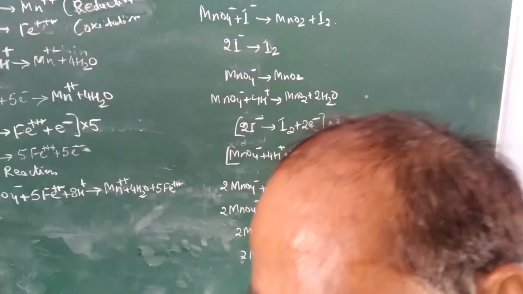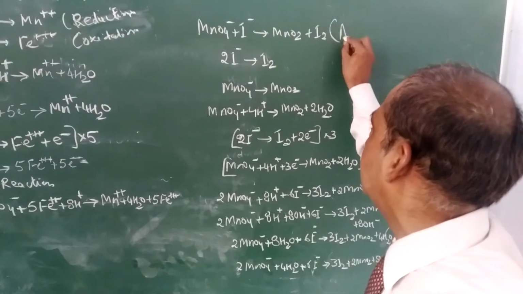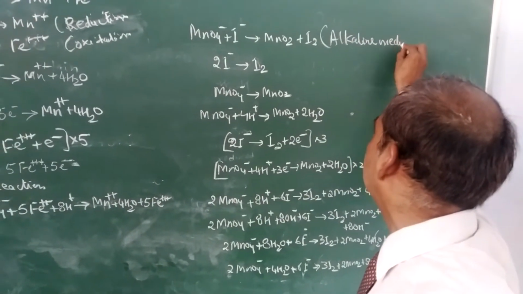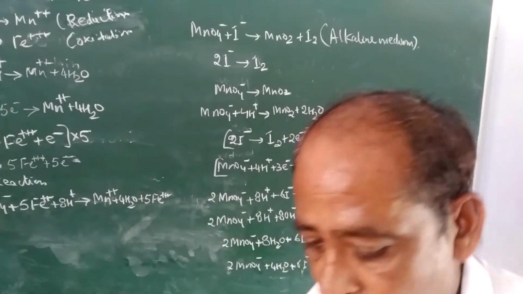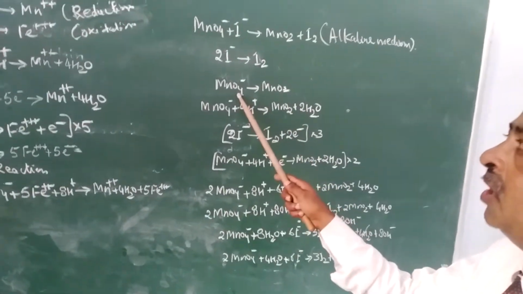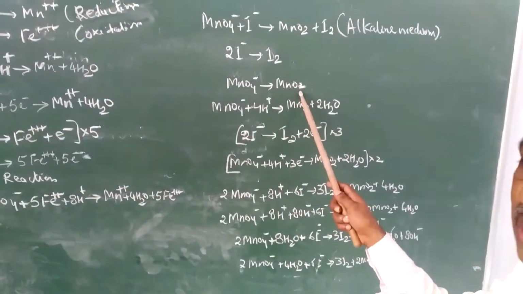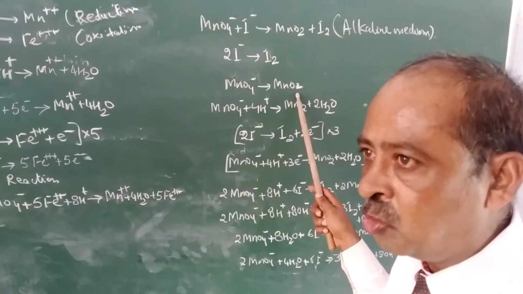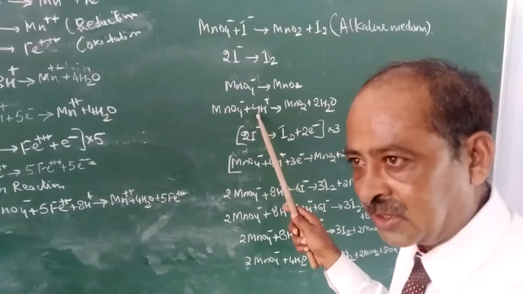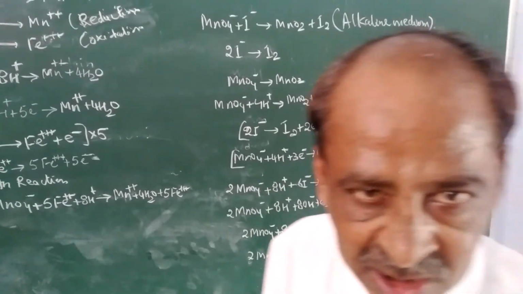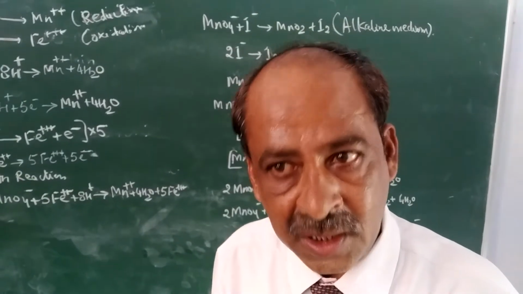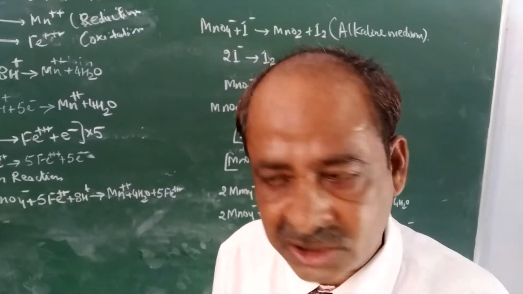This reaction will now be balanced in alkaline medium. Now we find MnO4 is changing into MnO2. Here there are 4 oxygen, here there are 2 oxygen. The right hand side is deficient of 2 oxygen, so we will add 2 water molecules and double the amount of H plus ion. As I told you previously, we will first balance it in acidic medium, and in alkaline medium also, then we will follow the next rule.